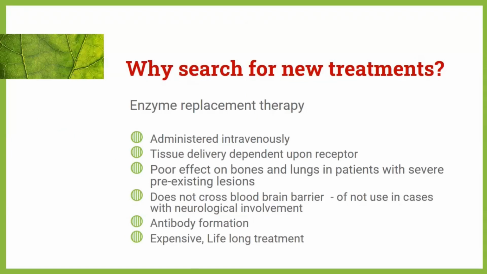So I thought, from ERT, I will go to the other treatments. ERT is administered intravenously, and tissue delivery is dependent upon receptor, with poor effect on bones and lungs in patients with severe pre-existing disease. That is why in MPS, if there is severe pre-existing bone and soft tissue disease, sometimes it may not be totally corrected. It does not cross the blood-brain barrier. In some cases, especially in Pompe disease, antibody formation is a problem. In the rest of the conditions, I don't think it is a very big issue in the literature, but in some cases, Pompe is a major problem. In CRIM-negative patients, you will have severe antibody formation.